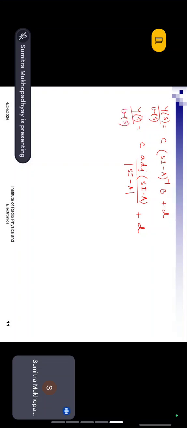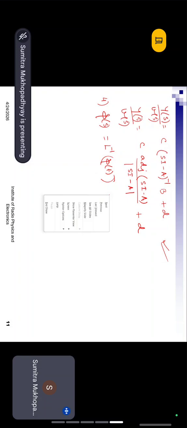And another thing, I will be giving one problem on finding the transfer function. This is very easy to do. And we are left with one thing, the fourth one: find out the resolvent matrix. That is equal to the Laplace transform of phi. That is your resolvent matrix. If you can remember the formula, that is the concept.